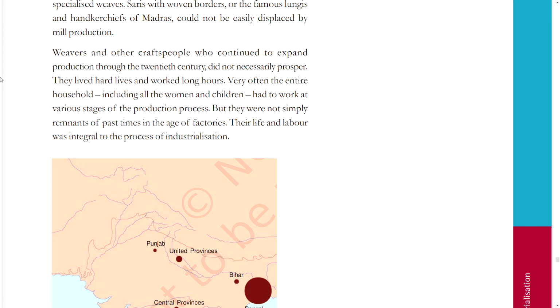Weavers and other craftspeople who continued to expand production through the 20th century did not necessarily prosper. They lived hard lives and worked long hours. Very often the entire households, including all the women and children, had to work at various stages of the production processes. But they were not simply remnants of past times in the age of factories. Their life and labor was integral to the processes of industrialization.